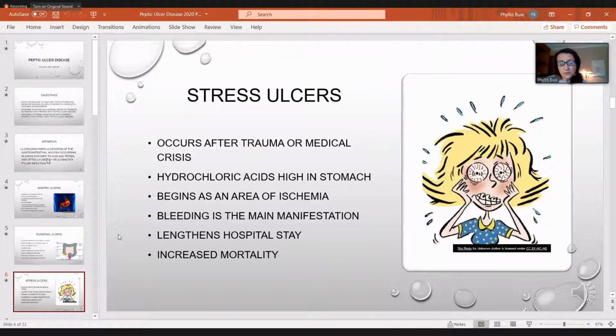So that's why we really, really stress the importance of them remaining compliant with their lifestyle changes and making sure that they take their medication as they are directed to do so.